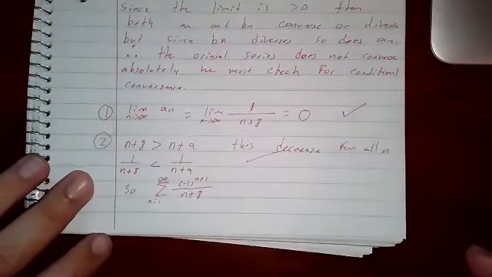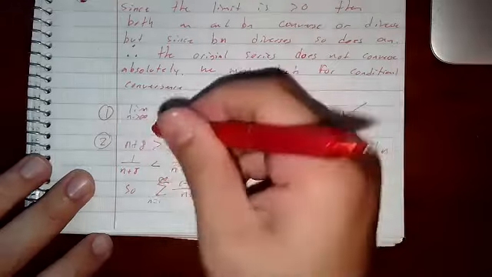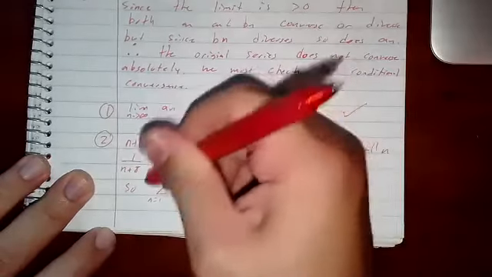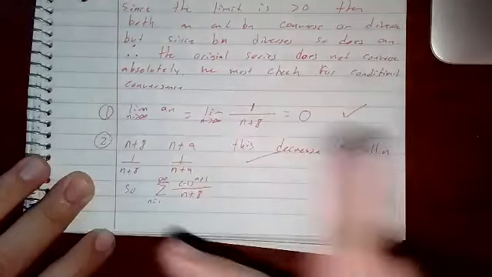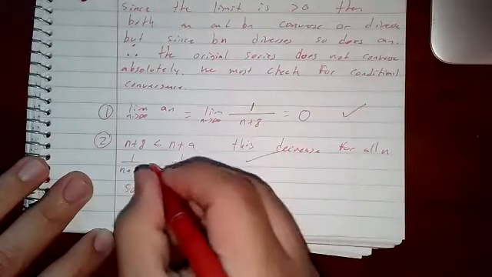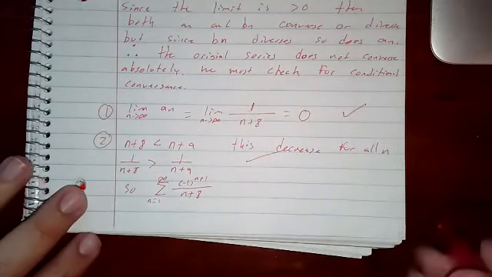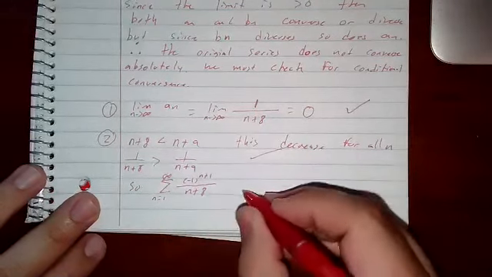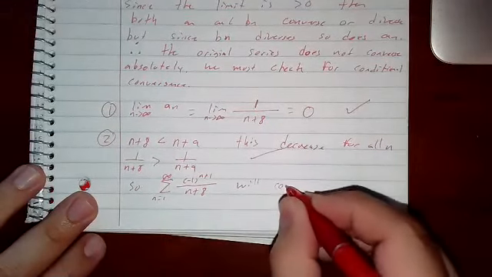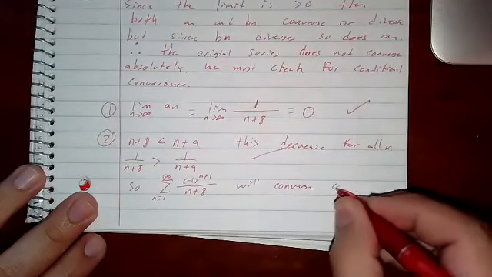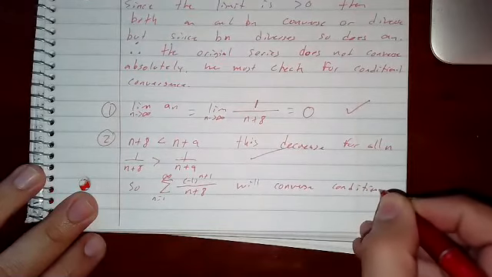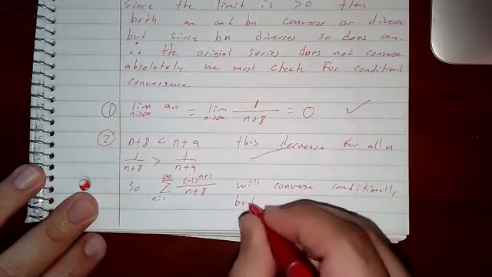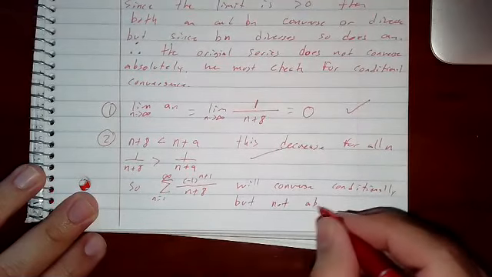Isn't that flipped? Wouldn't n plus 9 be greater than n plus 8? You are right. Sorry, I'm dyslexic. It made sense in my mind. There we go. Okay, so the series will converge conditionally, but not absolutely.